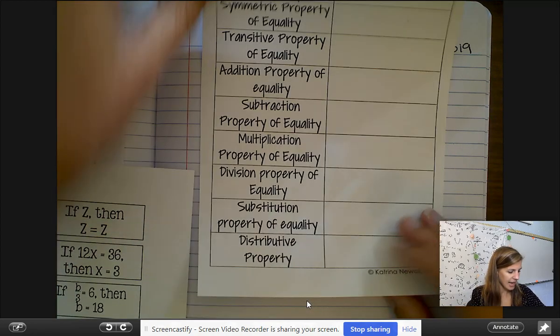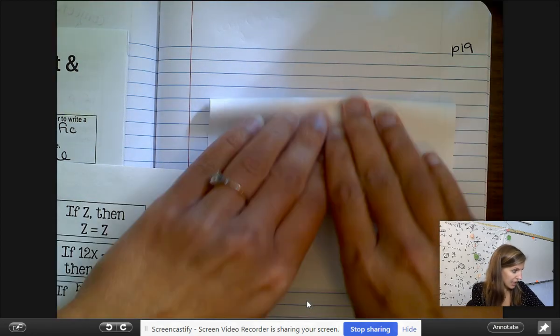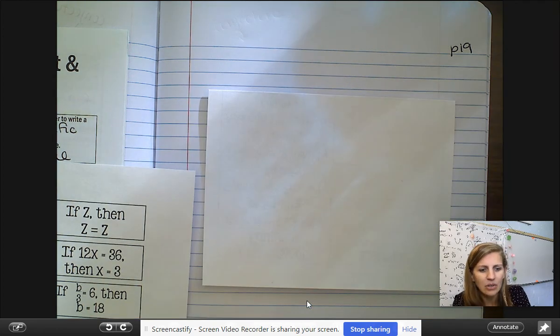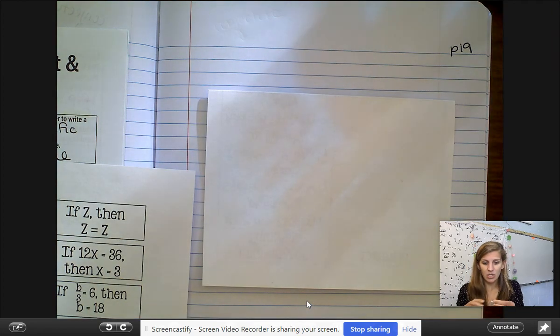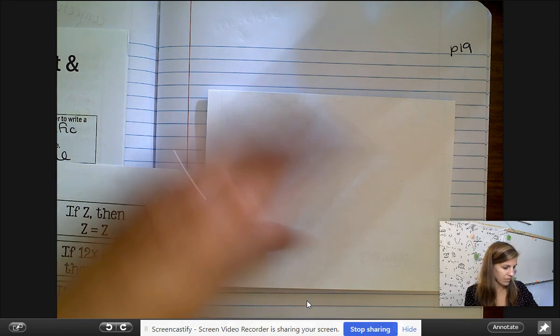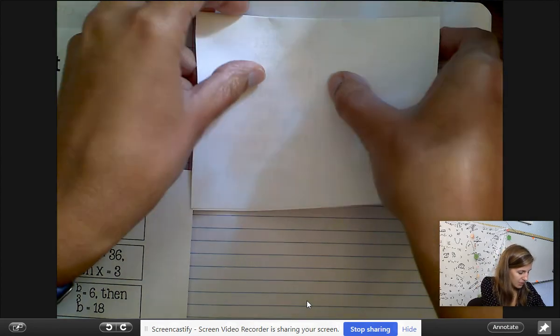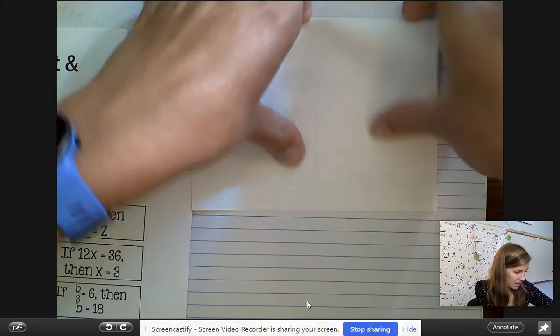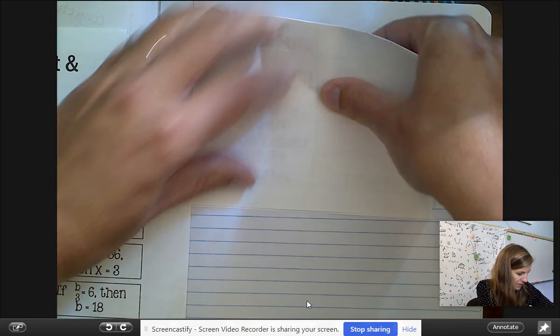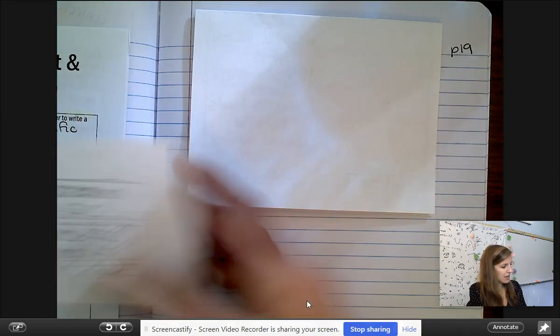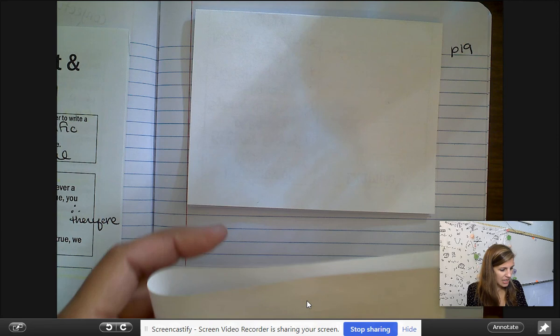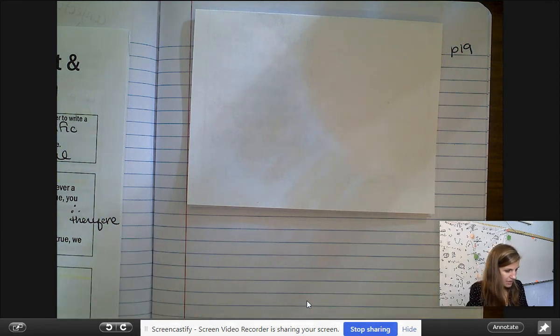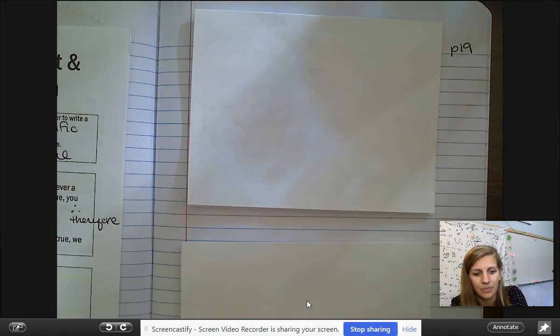Okay. So with this one here, I'm actually going to fold this in half. So I'm going to drop it down and fold it in half. And I actually want to tape this one on page 19 towards the top. We'll write something on the front of it so that we know what it is. And then this one I'm going to fold in half this way so that I can fit these both on page 19. And then tape that down there. Okay, I love it. Perfect.